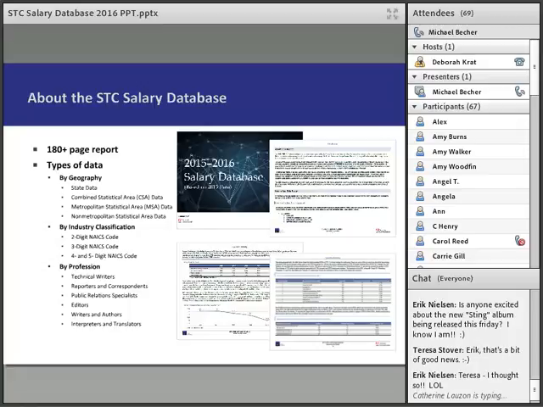So in addition to technical writers, the BLS, on their survey, also collects information on similar types of professions, and we want to show that data so that you can gauge how the technical writer's profession is doing against these similar job occupations. And those other occupations that we show are reporters and correspondents, public relations specialists, editors, writers and authors, and also interpreters and translators.